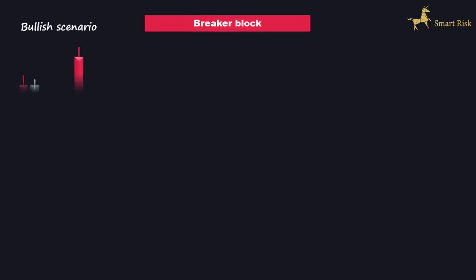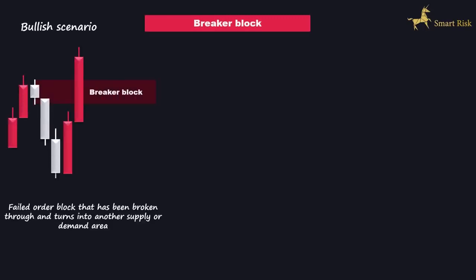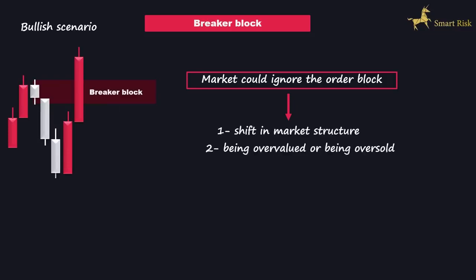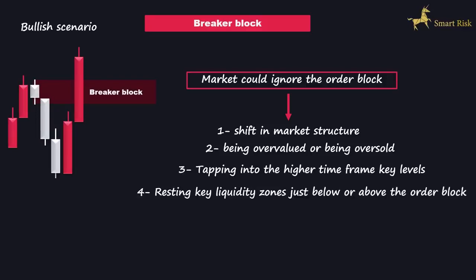Breaker block is a failed order block that has been broken through and turned into another supply or demand area on the chart. As you know, guys, market could ignore the order block supply and demand for many reasons, including a shift in market structure, being overvalued or oversold, tapping into the higher time frame key levels, or resting key liquidity zones just below or above the order block.